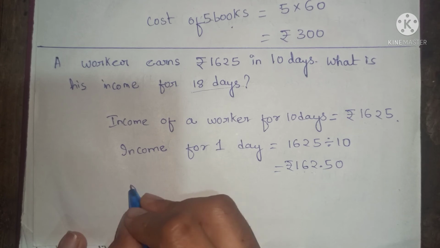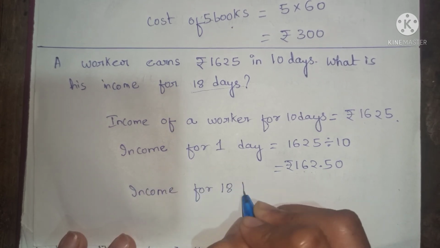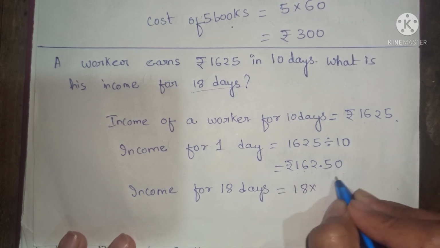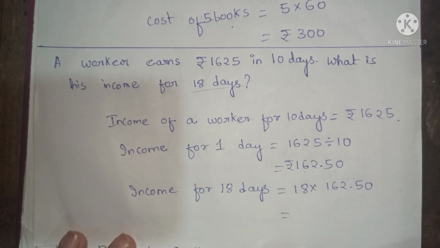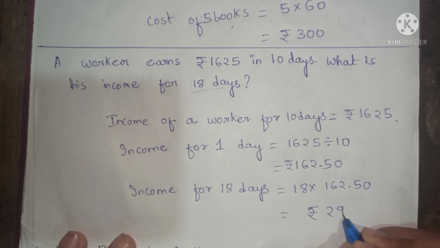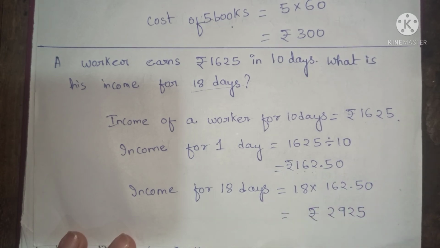Now what we have to find according to our question? Income for 18 days. Now what we will do? We will multiply 18 into the income for one day. Okay, we will multiply this. So how much we'll get here? Rupees 2925. I am not showing the multiplication here because I hope you all know the multiplication.